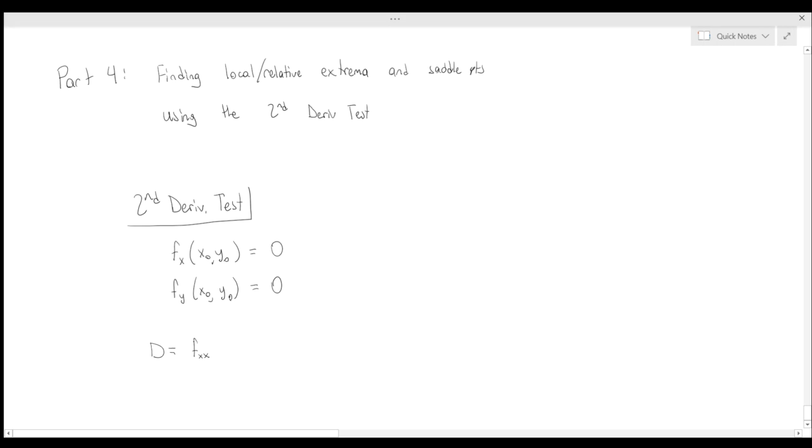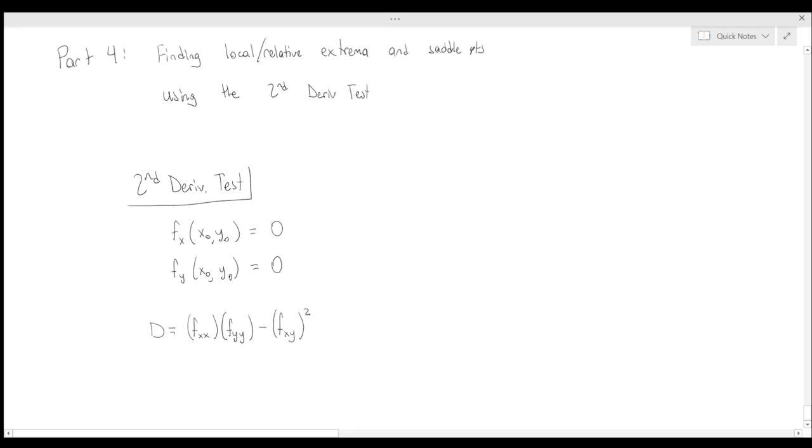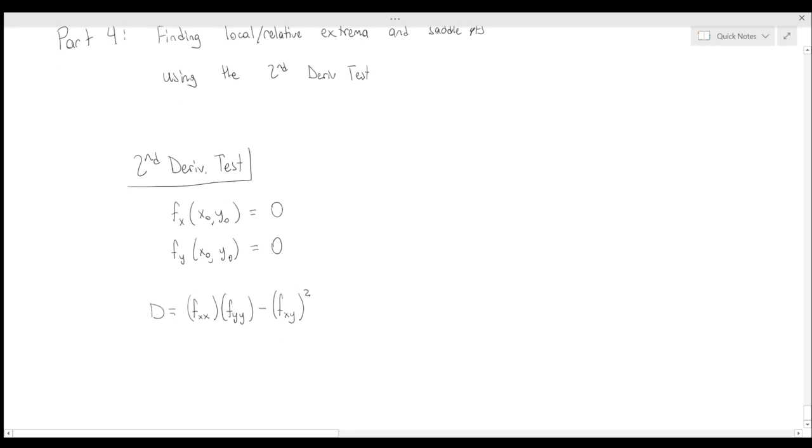So D is equal to fxx times fyy, then minus fxy all squared. And then what you'll do is you'll take your critical point and you're going to plug it into D, whatever the expression for D turns out to be. And so if D evaluated at your critical point is negative, then the second derivative test says that this critical point is a saddle point.